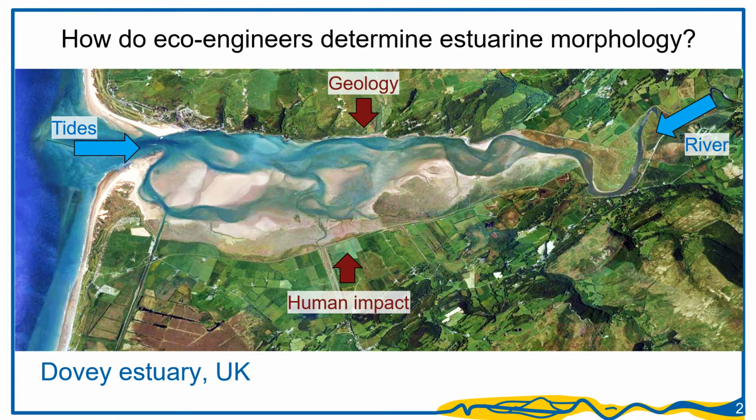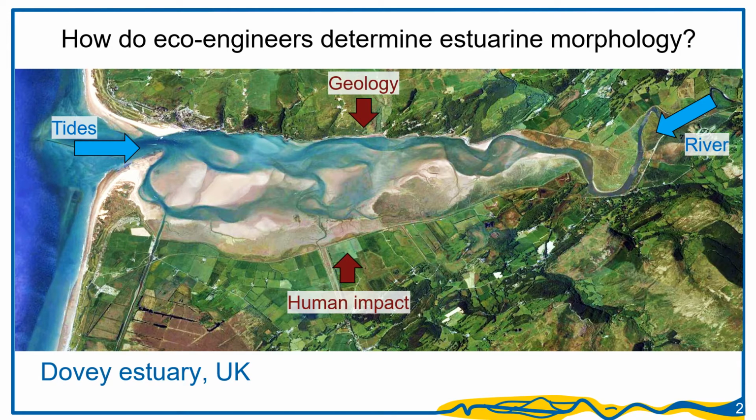So the overarching question of my PhD is how do eco-engineers determine estuary morphology? And I would like to illustrate what I mean by this nice picture of the Dovey estuary in the UK, which shows a very pretty channel bar pattern, and we see also some salt marshes and mudflats evolving. So we'd like to understand why does this morphology look the way it does.